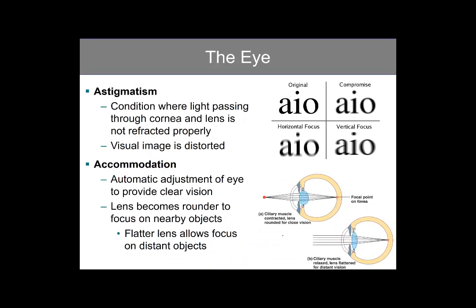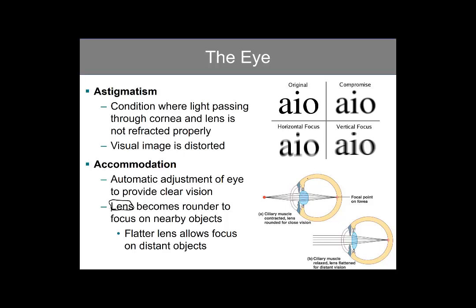And astigmatism is a pathology where the light passing through the cornea and the lens is not refracted or bent properly. And this causes a distortion in the image. Accommodation: certain portions of our eyes can actually accommodate and help refract the light properly. So accommodation is an automatic adjustment of the eye to provide clearer vision, and the lens is a major accommodator.